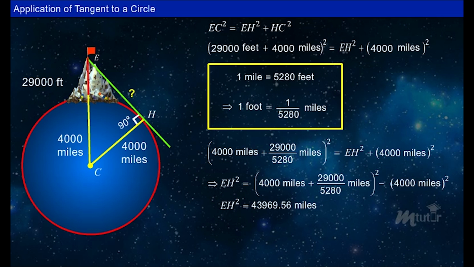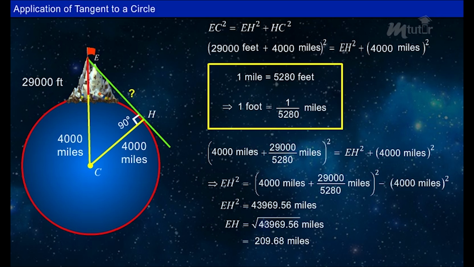On solving, we get EH square is equal to 43,969.56. Thus, EH is equal to 209.68 miles. Rounding off to the nearest integer, we get the measure of the distance from the summit to the starting point to be 210 miles.